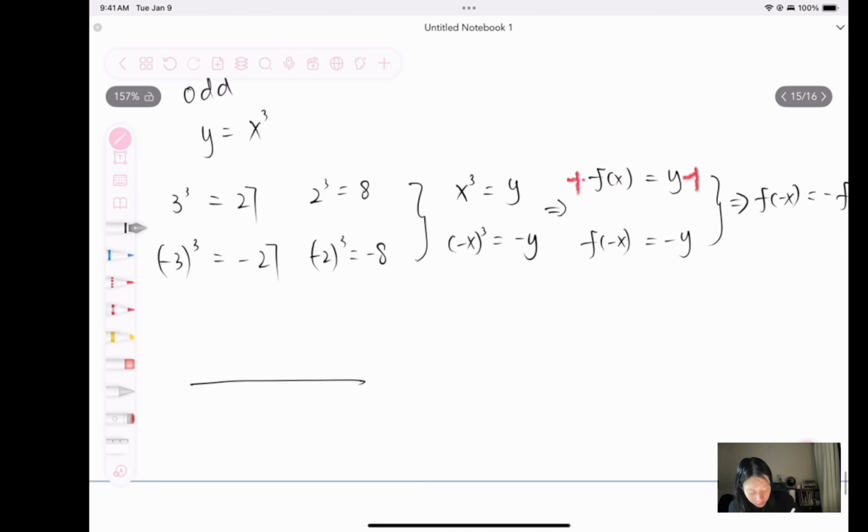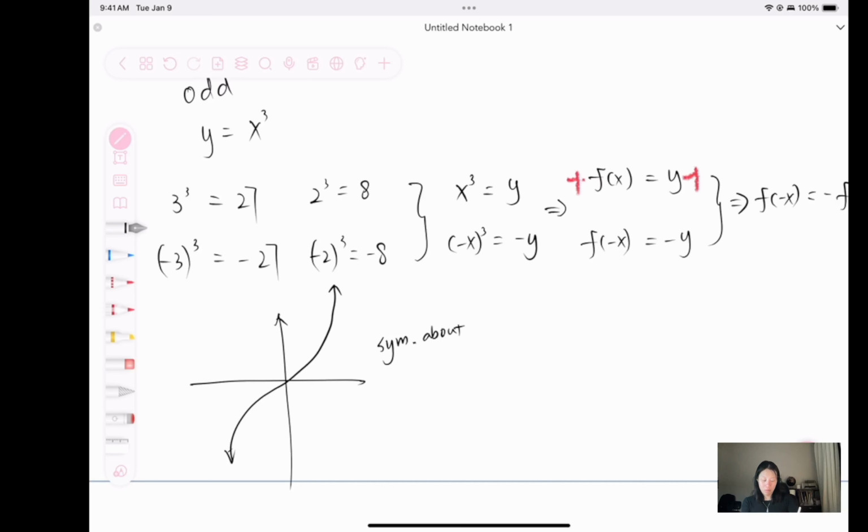And the cubed function looks like what? One of my students told me that it's the snake. I say this is x cubed, but yeah, if a snake is a snake. So what's special about the snake? The snake is symmetric about the origin. So here is the origin. That means if I can find a point here, symmetric over the origin, I can find another point in here. That's what they call symmetry over the origin.